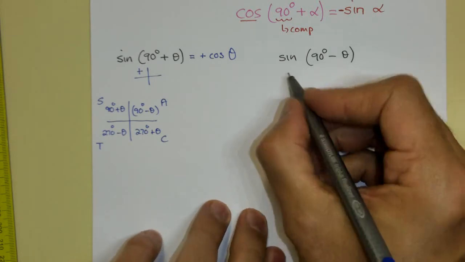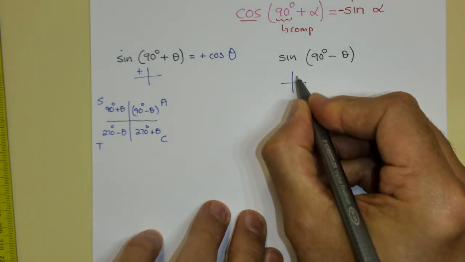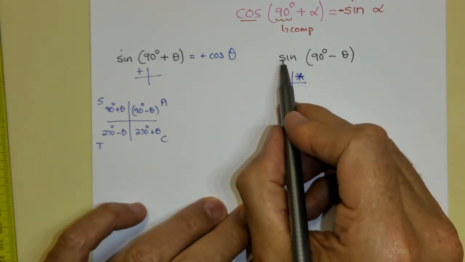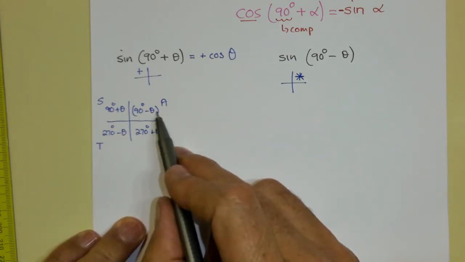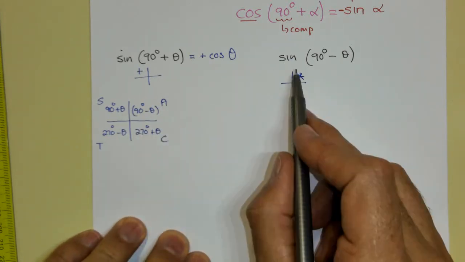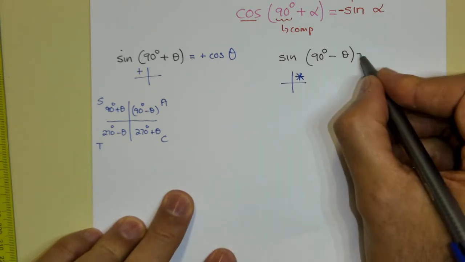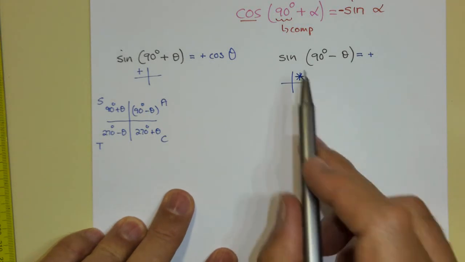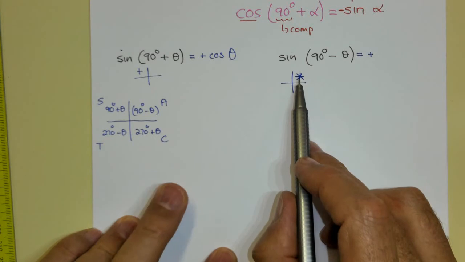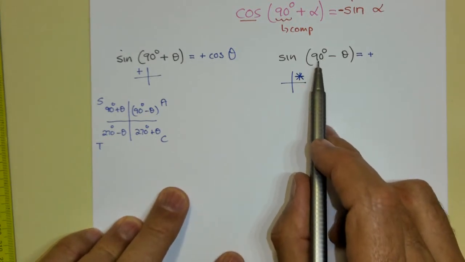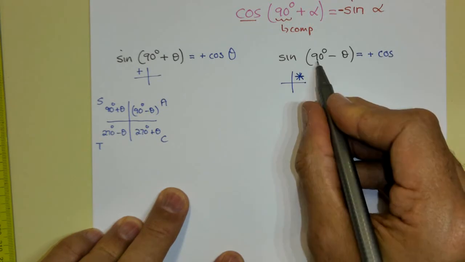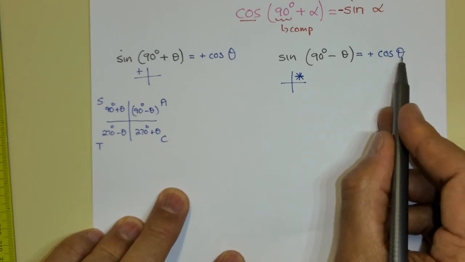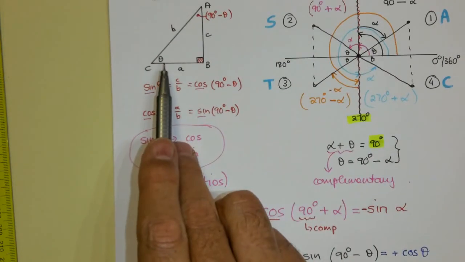The same here. 90 minus theta is in my first quadrant over here. What happens to sine in the first? Well, according to the CAST diagram, all ratios are positive in the first quadrant. So sine will have a positive sign. Because I had a 90 in here, I am working with a complementary ratio of the complementary angle to the theta angle, which was in my right angle triangle.